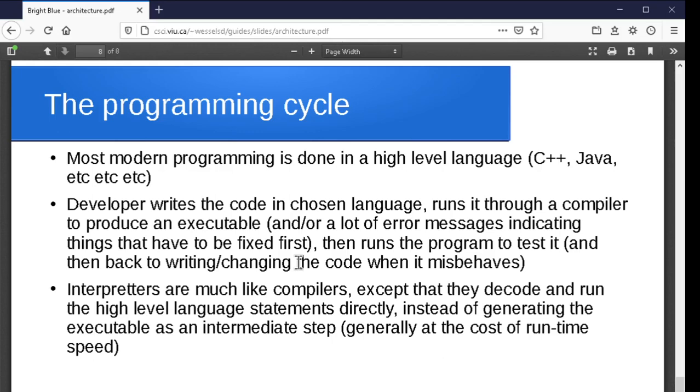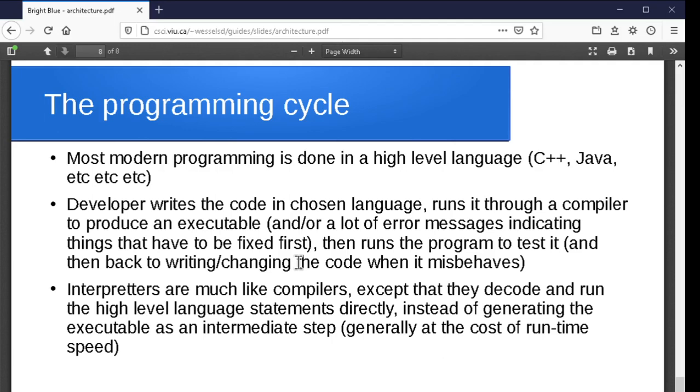So yeah, most of our modern programming is done in a high-level language, C++, Java, whatever it might be. So the developer writes their code, runs it through a compiler to produce an executable, or to produce a ton of warnings and error messages indicating that they have to fix things. But eventually you go through the process of getting your code debugged, it compiles, and you can go off and run it.